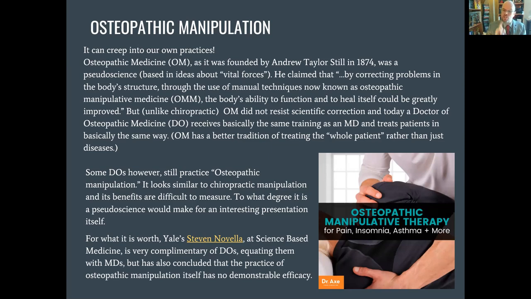Some DOs, however, still practice osteopathic manipulation. Osteopathic manipulation looks similar to chiropractic manipulation, and its benefits are very difficult to measure. To what degree osteopathic manipulation is a pseudoscience would make for an interesting presentation itself. I am not an expert on this, so I'm not going to venture an opinion on it per se. I will mention, for what it's worth, that Yale's Stephen Novella at Science-Based Medicine, a website I've linked to a bunch in this presentation, is very complimentary of DOs, equating them with MDs. But he has also concluded that the practice of osteopathic manipulation itself has no demonstrable efficacy. If he's right, this could be a place where pseudoscience has crept into real science, right? Osteopathic manipulation. Okay, so that's that.